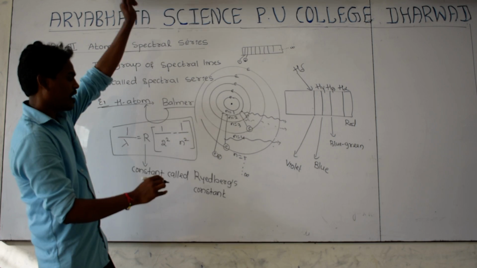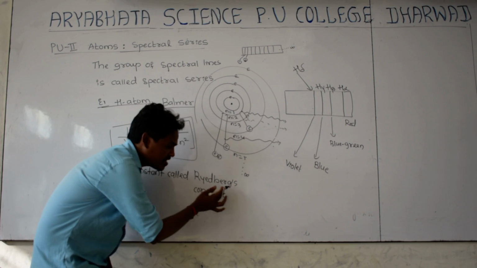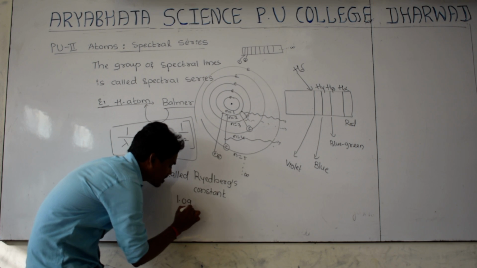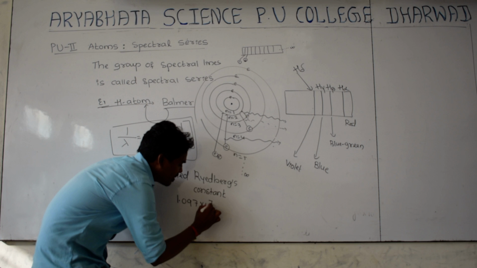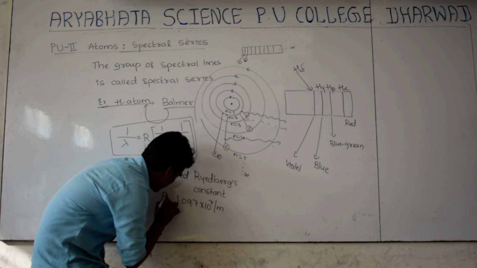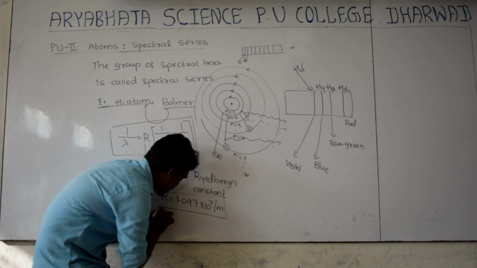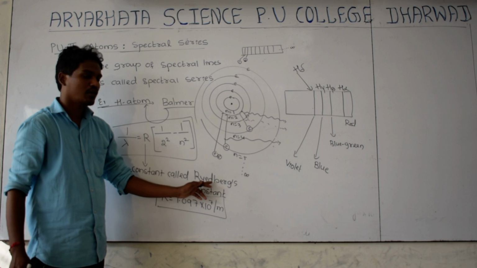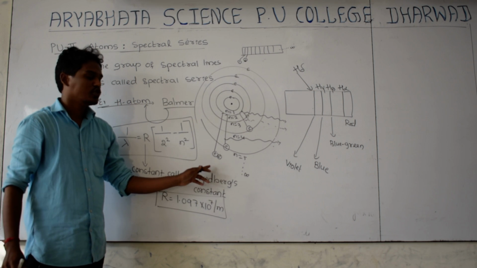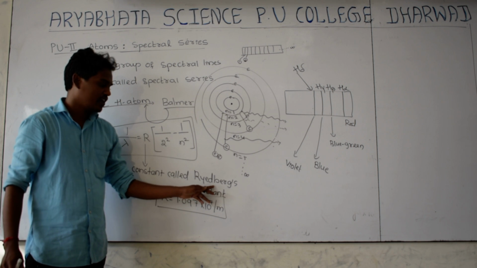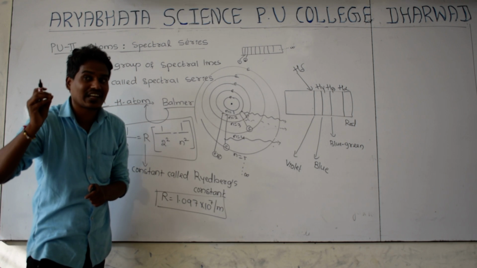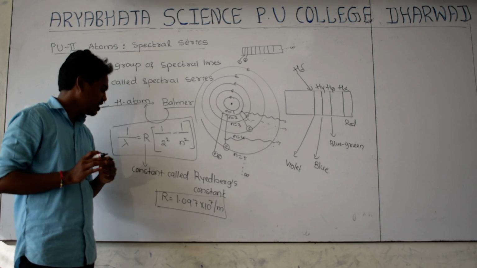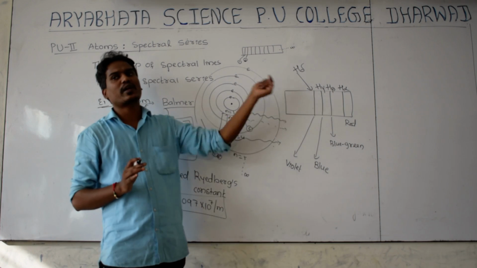Johannes Rydberg is his name, and he gave the value, the R value. That value is equal to 1.097 times 10 to the power of 7 per meter. This value is a constant for every spectral line or every radiation. It was given by none other than Johannes Rydberg. Given the constant R value, by using this formula we can find out the wavelength of each and every spectral line.